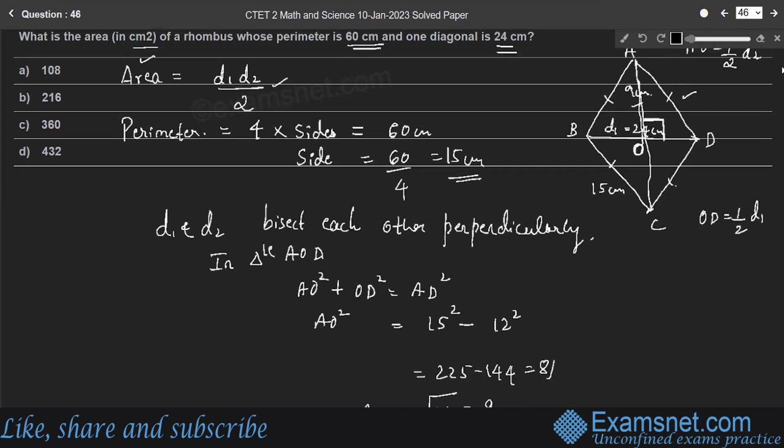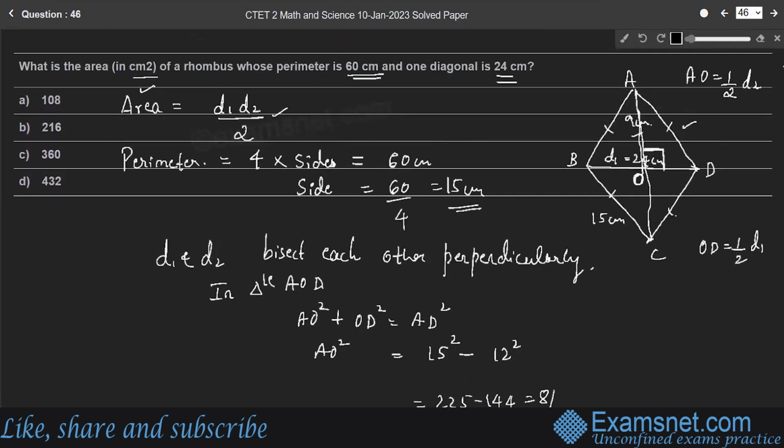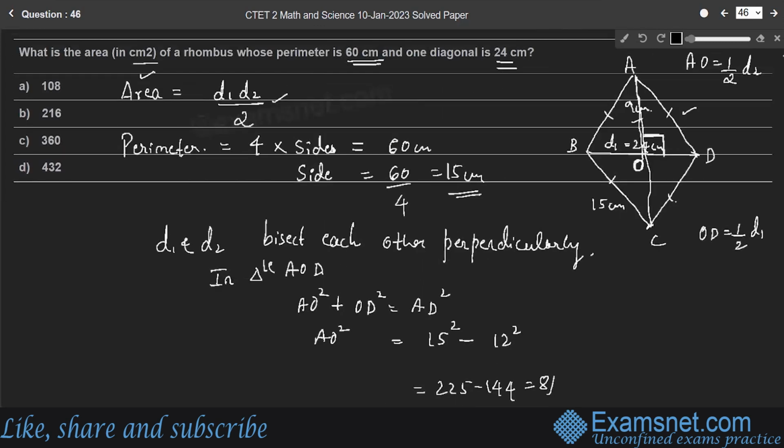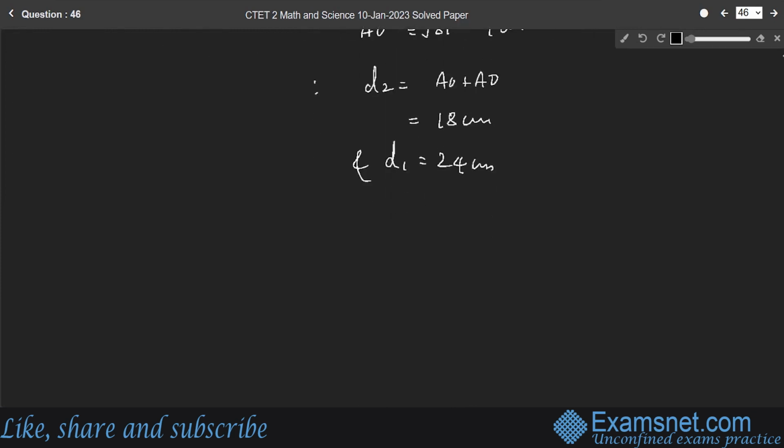Therefore, D1. What is D1? Sorry, D2, not D1. Therefore, D2 is 2 times AO or AO plus AO. So which is 18 centimeter is D2 and D1 is already given 24 centimeter, right? D1 value is already given. Therefore, area of the rhombus using this formula D1 into D2 by 2. Therefore, area of the rhombus is D1 into D2 by 2, which is 24 into 18 by 2.